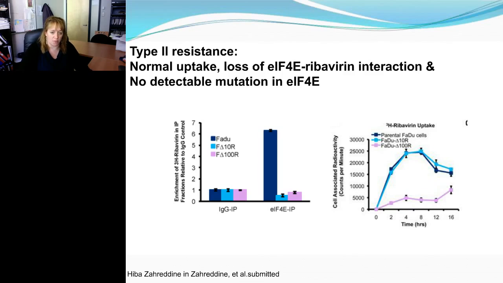So what we have here is 3 cell lines: a parental cell line, our type 2 resistant cell line, and our type 1 resistant cell line. The type 1 resistant cell line is the one with the ADK mutation. No ribavirin is taken up, as you can see here in pink, and thus there's no EIF4E ribavirin immunoprecipitation. However, you can see with the type 2 resistant cells that ribavirin uptake is normal. It's indistinguishable from the parental cells. However, there's no ribavirin 4E interaction in these cells relative to the parental controls.